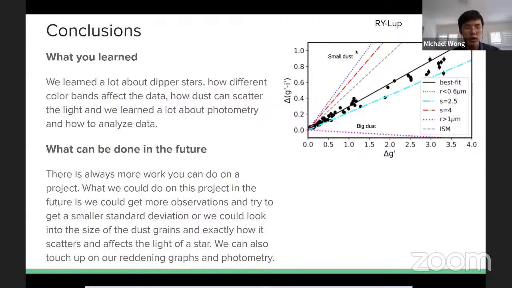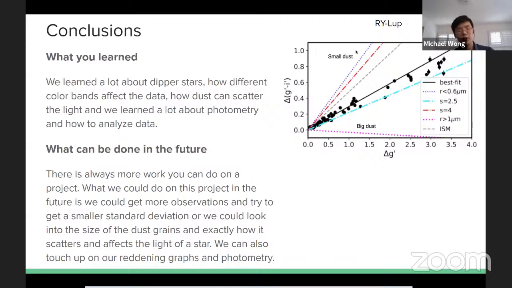We also learned, in the process of this experiment, a lot about Dipper stars, how different color bands affect data, how dust scatters the light, and we also learned how to correct data to account for influences like the clouds, as Holden mentioned.